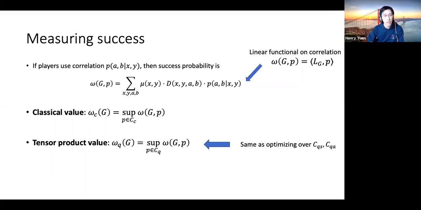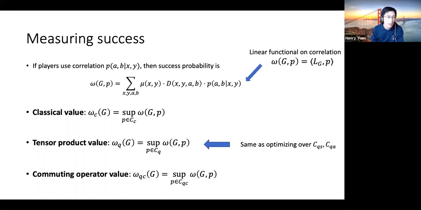And notice that since we're taking a supremum, this is the same as optimizing over these other sets, CQS, and CQA. CQA is the closure of CQ. So that's the tensor product value. And finally, we have the commuting operator value, which you take the supremum over the biggest set we've talked about so far, CQC. Okay, so we have these three different types of values associated with a non-local game. And a natural question is, are there games for which these values differ?